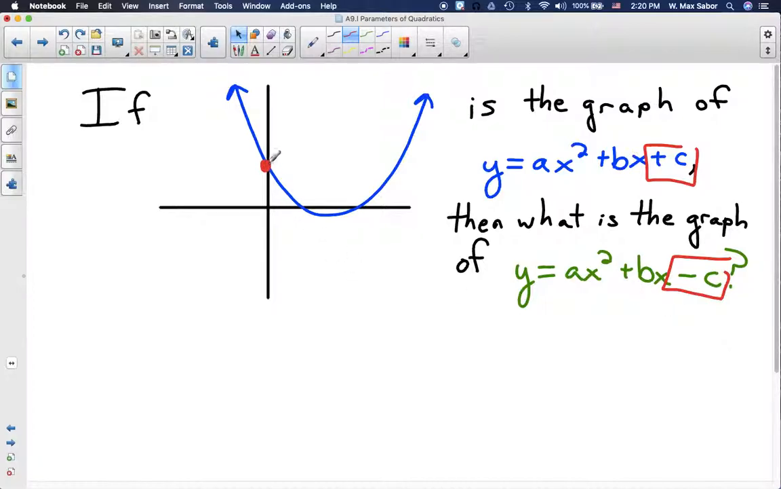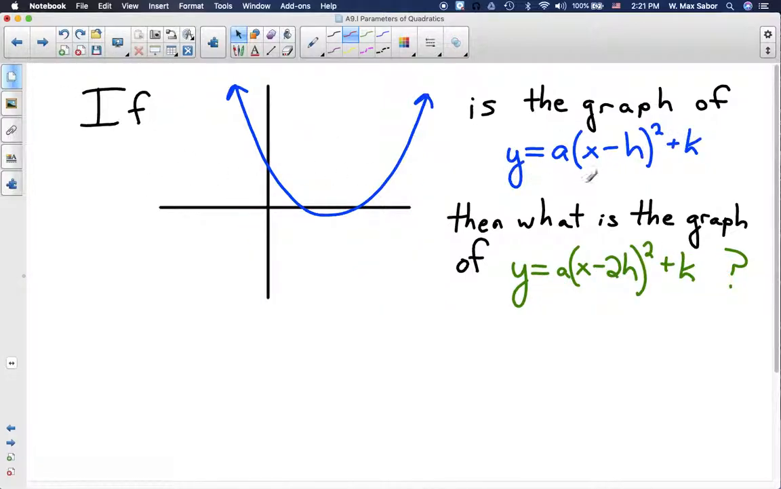So here, this is our c. This is our y-intercept of 0, c. So changing it to negative c would move it down to 0, negative c. And everything else would stay the same. So I would take that same curve and I'd write it like that.